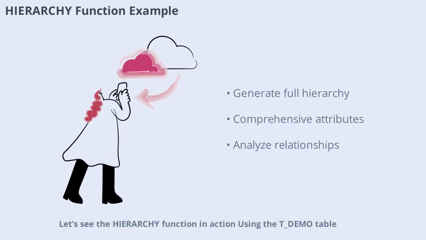See the hierarchy function in action. Using the tdemo table, you can generate a hierarchy starting from the default root condition. The result includes attributes like rank, tree size, parent rank, level, and flags for cycles or orphans. This output gives you a complete view of the hierarchy, making it easy to analyze relationships and structure within your data.